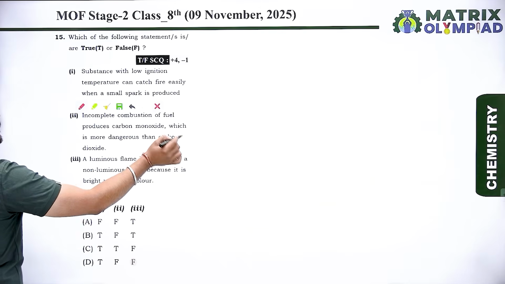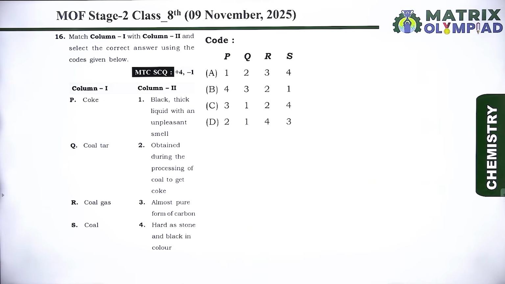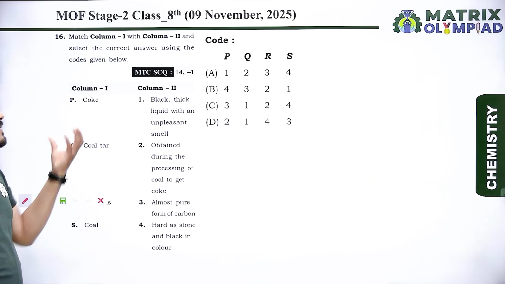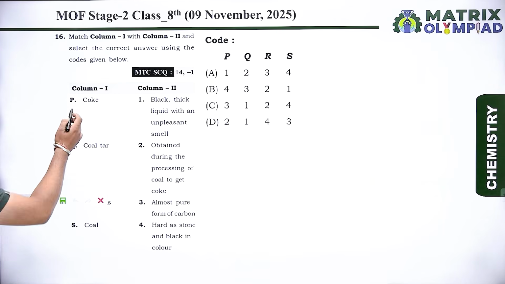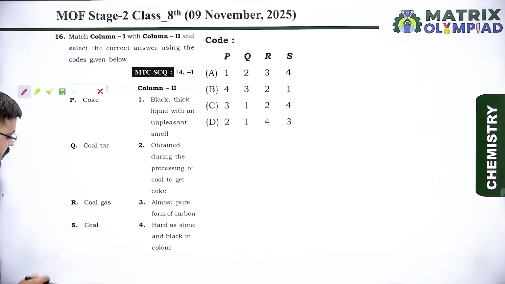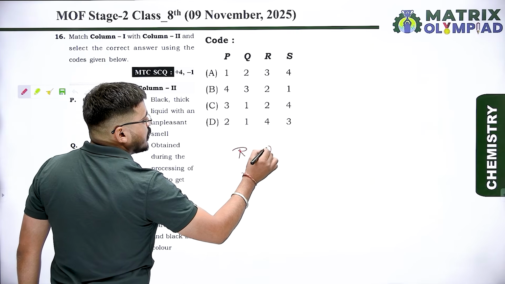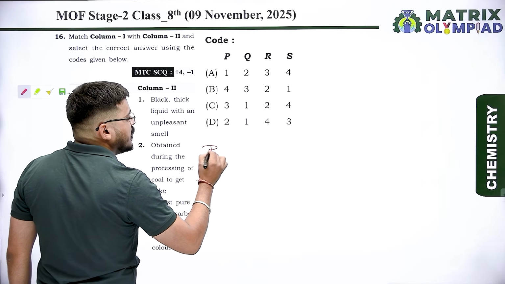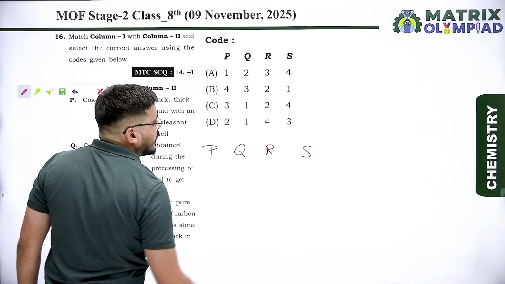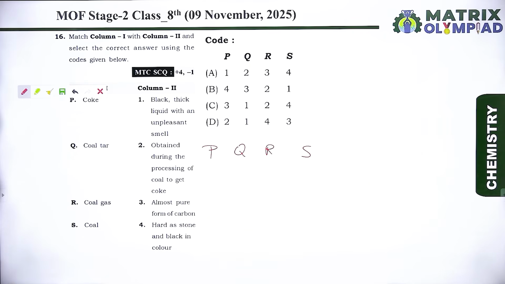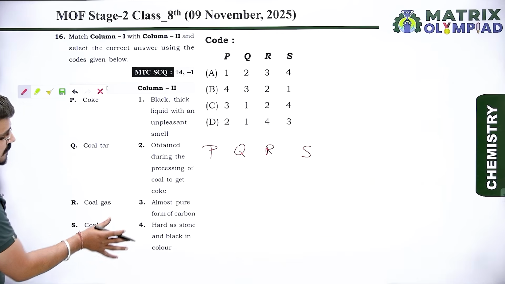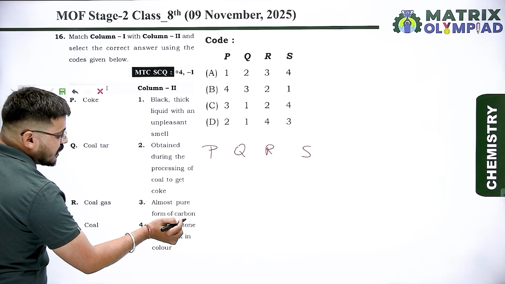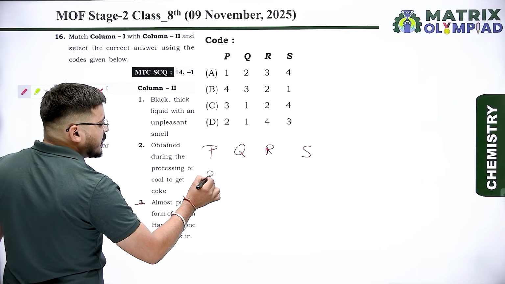Let's move to the next question. Question number 16. We have two columns, column 1 and column 2. We have to match these columns correctly. Column 1 contains P, Q, R and S. I will write P, Q, R and S. P contains coke. Let's check the options. Obtained during the processing of coal to get coke? No. Almost pure form of carbon? Yes, option number 3 is correct. So P will contain 3.